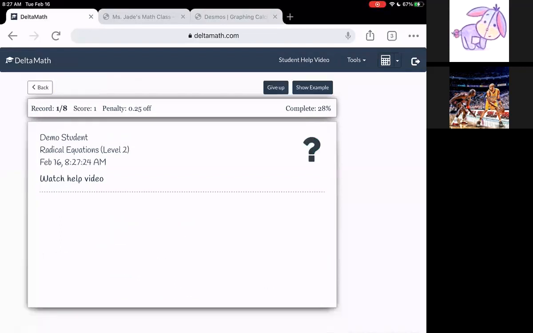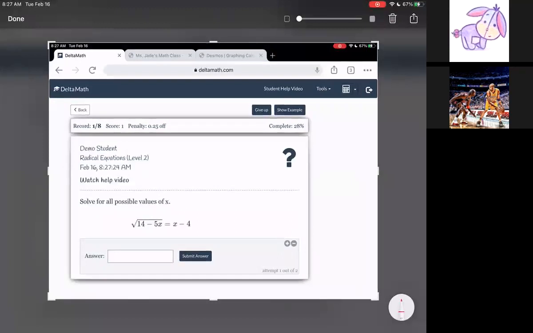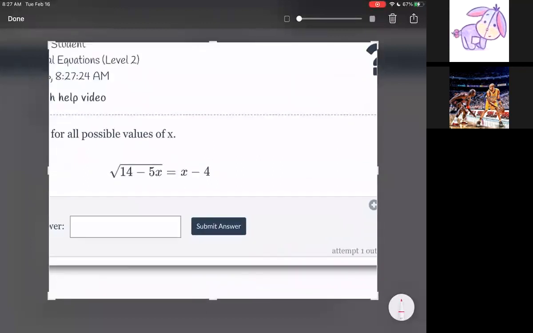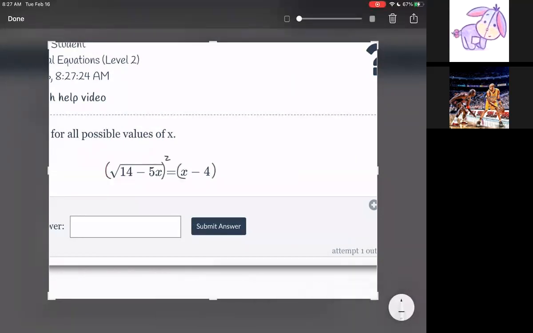So let's try another problem. And hopefully this time we'll actually get one solution at least, or maybe even both, but we'll see. Once again, over here we have the square root all isolated already, so we're just going to square both sides. I want to do that with a black pen. Okay, square both sides. This side we will get 14 minus 5x, and on the right side we will have x minus 4 times x minus 4.